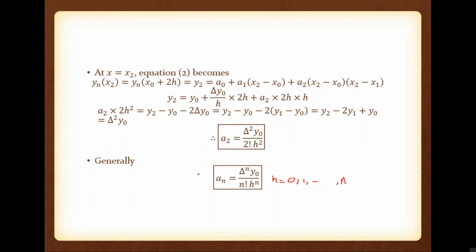If it is 0, delta raised to 0, so we can remove this term, y0 divided by 0 factorial h raised to 0, that is simply y0. If it is 1, then delta y0 divided by h. If it is 2, delta square y0 divided by 2 factorial h square. So there is no need to write the remaining terms. Please note this final term, an is equal to delta raised to n y0 divided by n factorial into h raised to n. Okay, so I think you all understood this derivation.